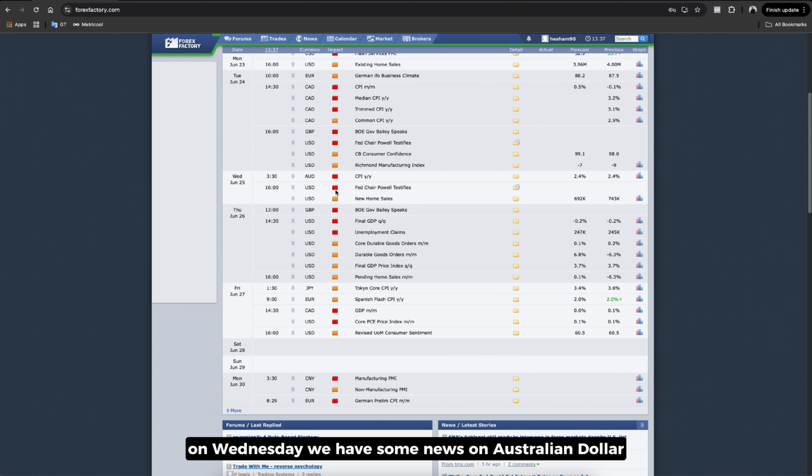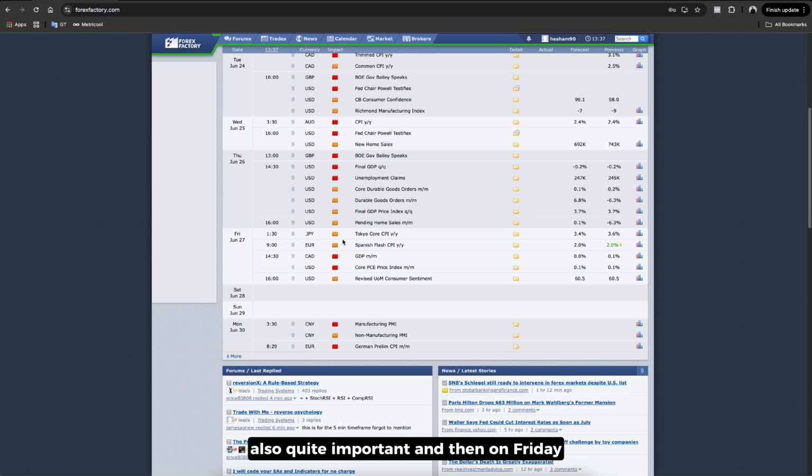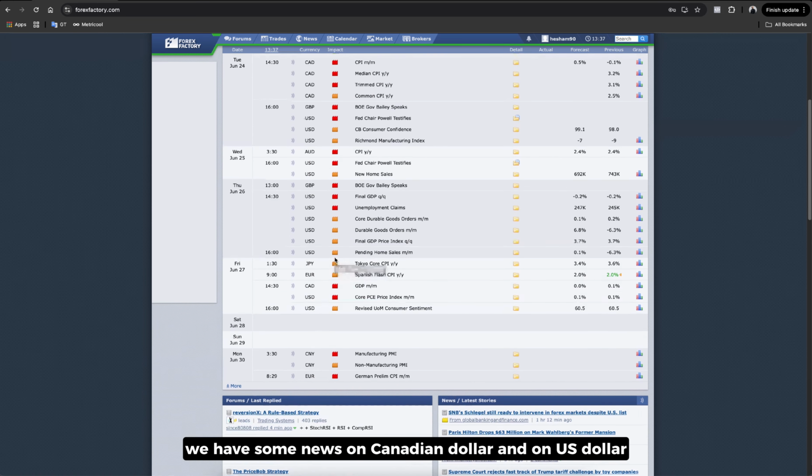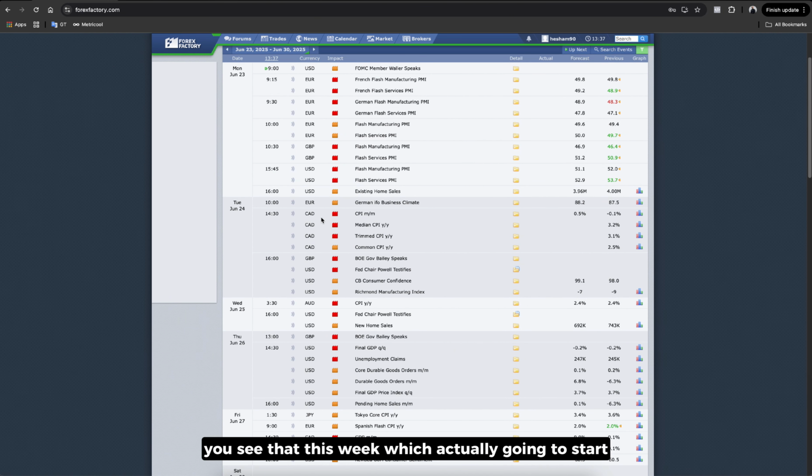On Wednesday, we have some news on Australian dollar and then US dollar again, also quite important. Thursday, we have some news on GBP and then USD, also quite important. And then on Friday, we have some news on Canadian dollar and on US dollar. So just looking at the economic calendar, you see that this week we have a lot of news on US dollar and GBP.